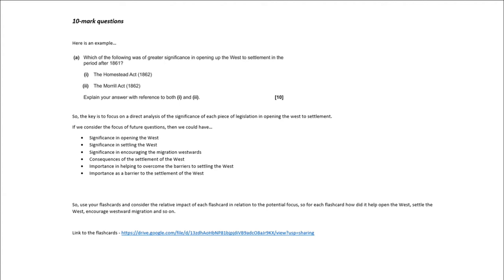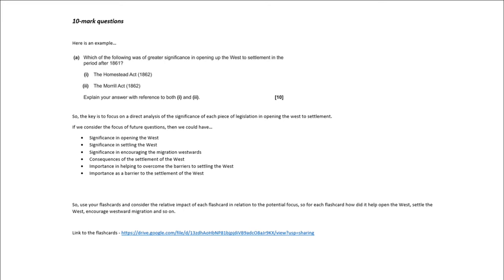If we consider the focus of future questions, then we could have stuff like significance of settling the West, significance in encouraging the migration westwards, consequences of the settlement of the West, importance in helping to overcome the barriers to settling the West, the importance as a barrier itself to the settlement of the West. So you can use your flashcards, and there is a link at the bottom of the page there in your lesson notes booklet to those flashcards.